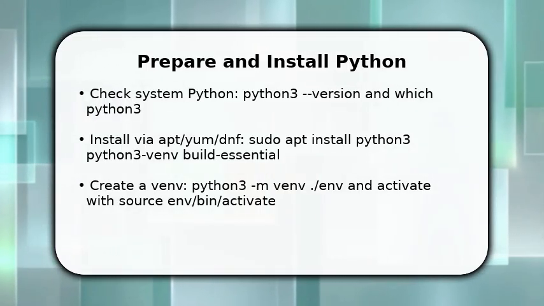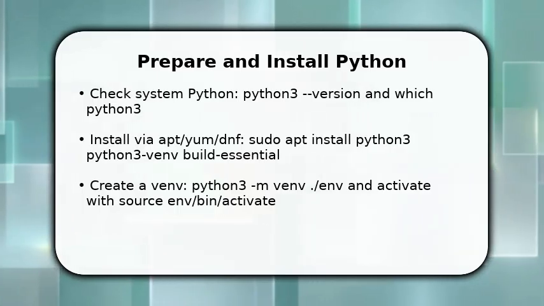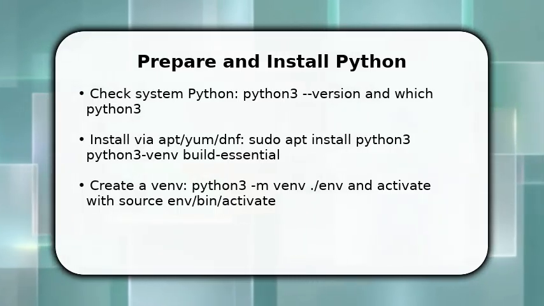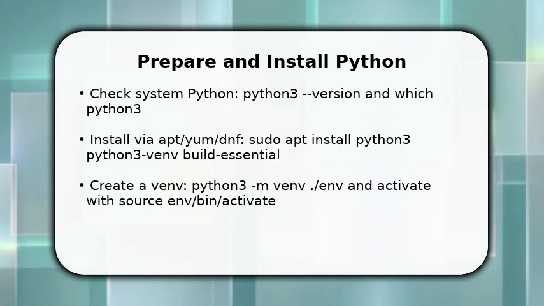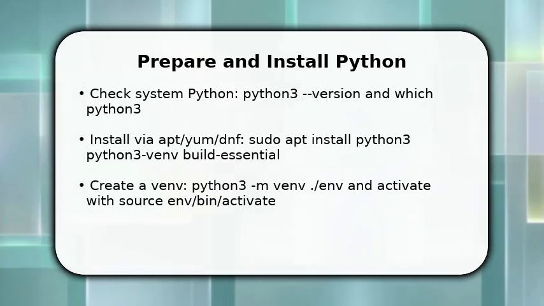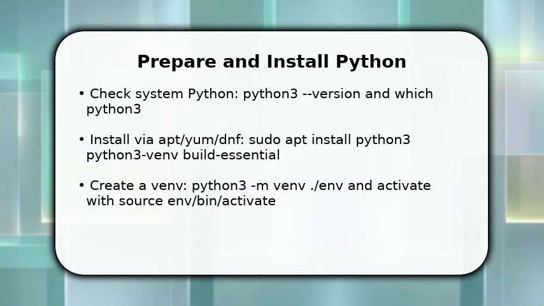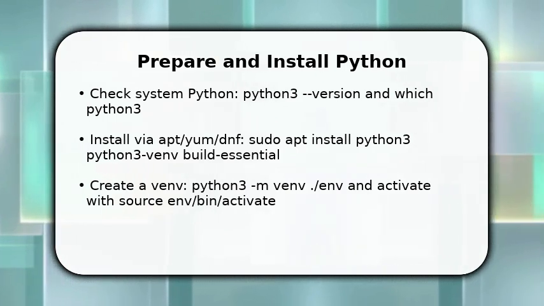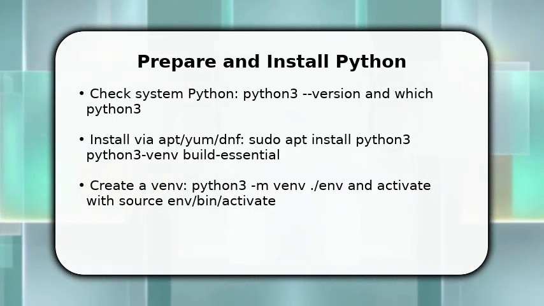Once installed, create an isolated environment with python3 -m venv ./env and activate it using source env/bin/activate. This gives you a clean workspace. Make sure to use the venv for project installs, so system packages stay untouched.